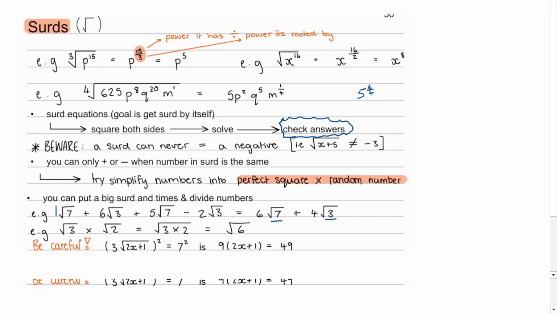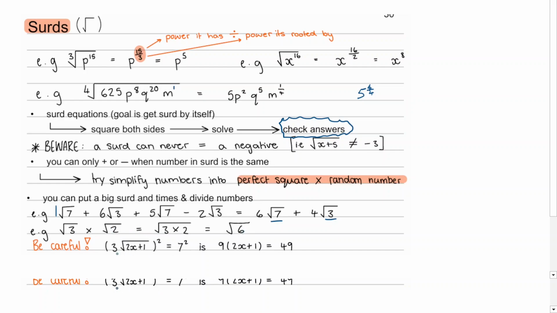Lastly, what you've got here is if you times or divide surds, then you can put a big surd over them and times the numbers as normal. And so it just becomes a big surd, 3 times 2, which is 6.